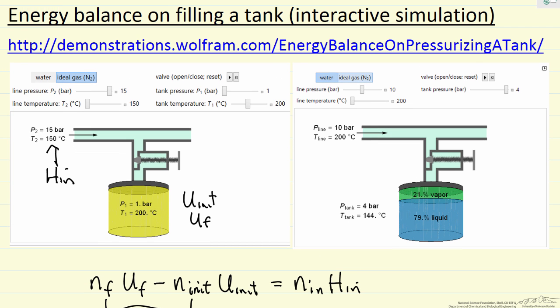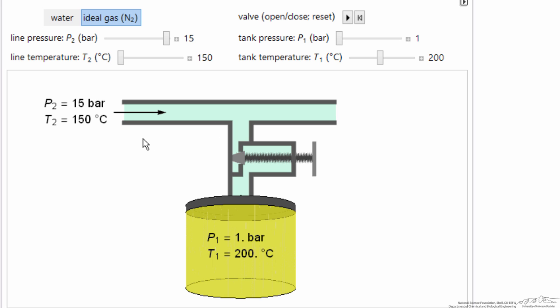Let's go to the simulation and look at behavior. So here's the interactive simulation set up for nitrogen. So the tank's at 200 degrees C, and we're feeding in nitrogen at 150 degrees C and higher pressure. And if we hit play and watch it go to equilibrium, the valve opens and then it closes once we get to 15 bar pressure.